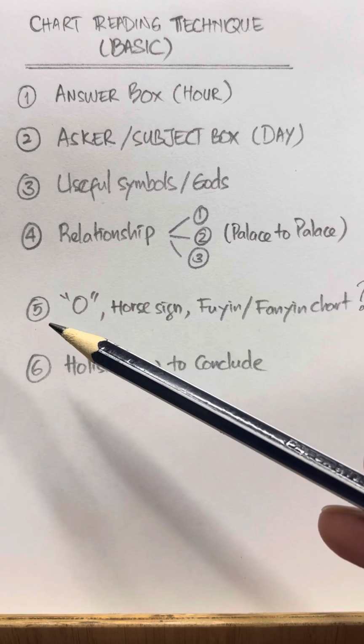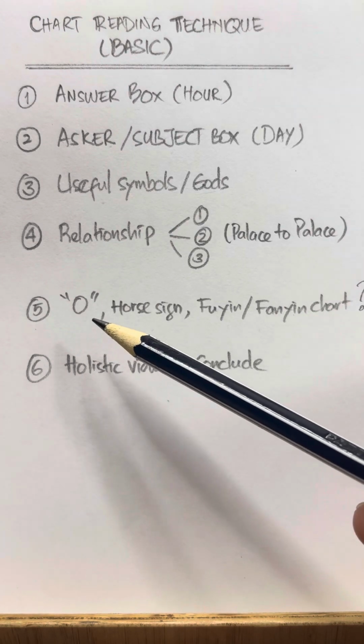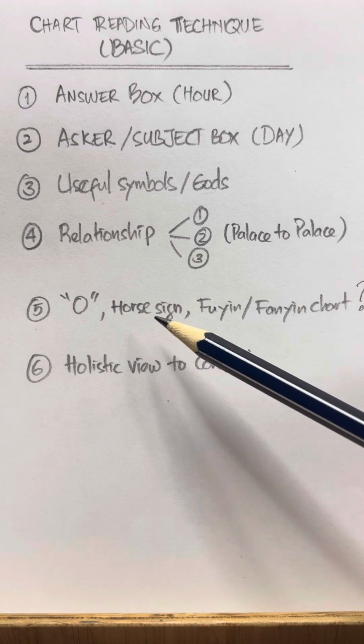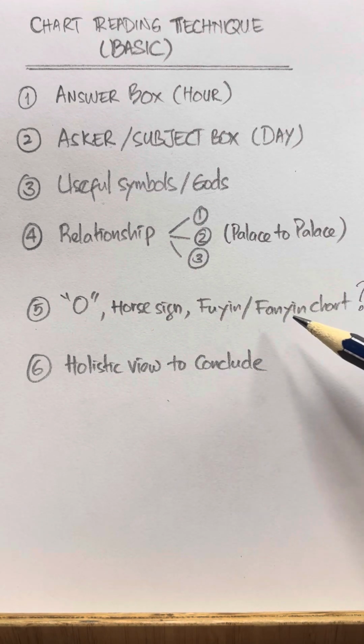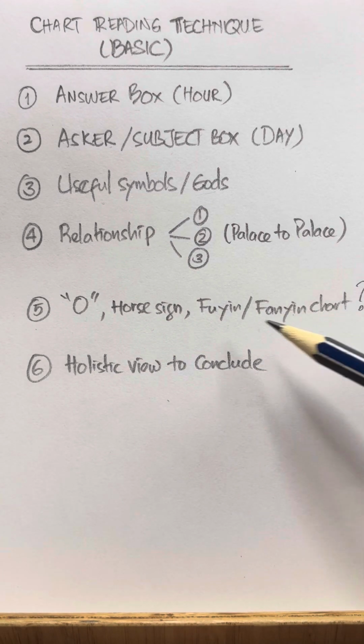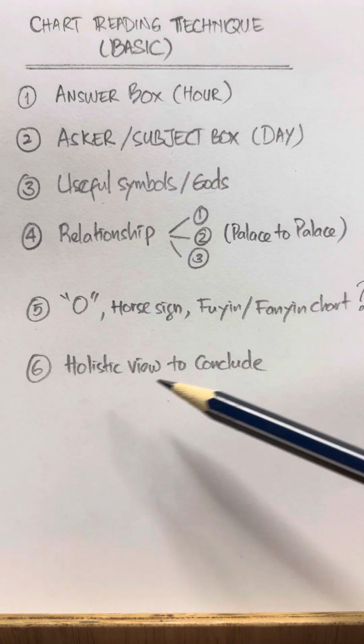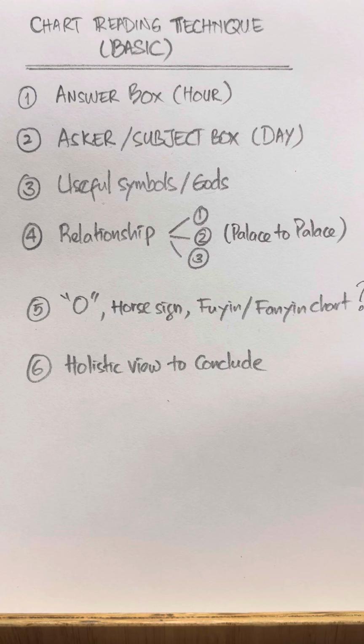Step number 5, we have to identify whether there are special signs such as emptiness, horse sign, or whether the chart is a Fu Yin or Fan Yin chart. And lastly, we need to have a holistic view in order to conclude. So let's start with the first case study.